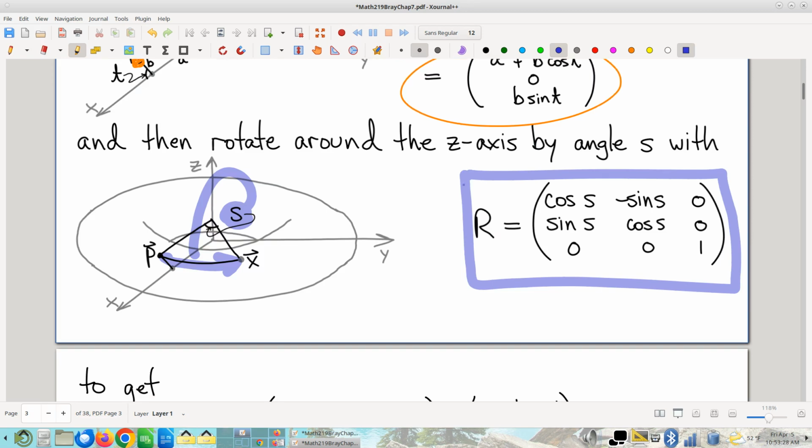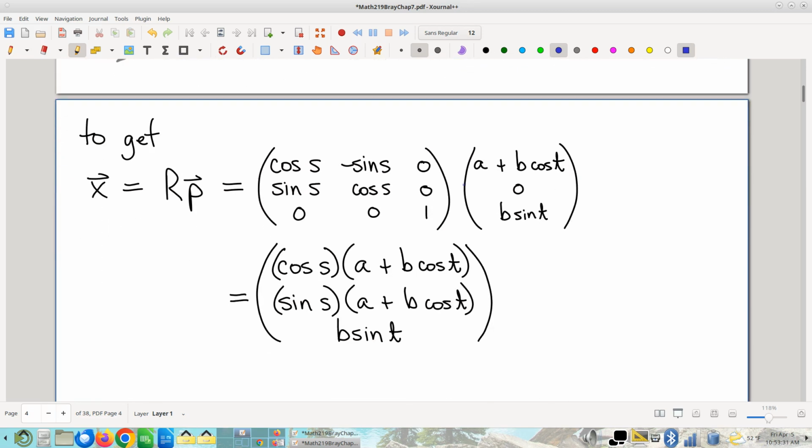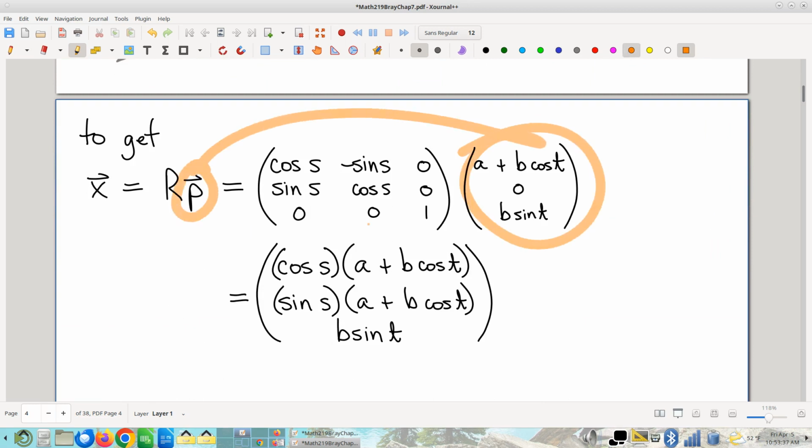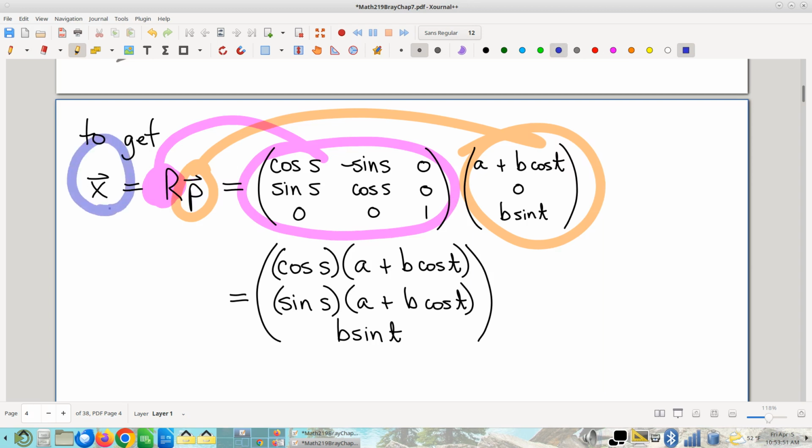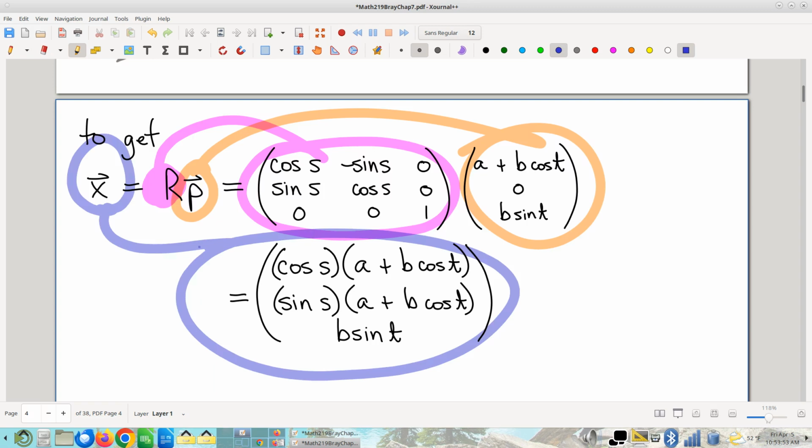Now it's basically all over but the shouting. We already found the projection point by geometry, and you're also going to confirm that the rotation is executed by that matrix. So altogether, an arbitrary point on our surface is what you get when you multiply the purple matrix times the orange vector, and that gives you this. Pretty hairy looking formula down here, I'll confess, but this parameterizes our torus.